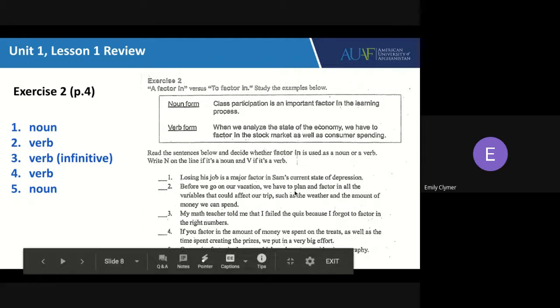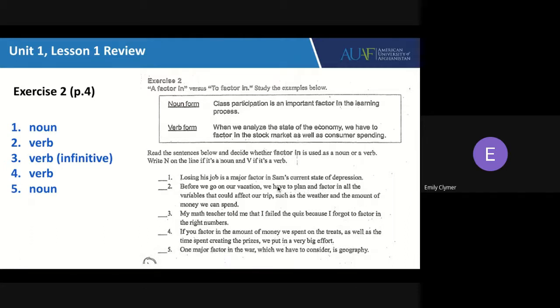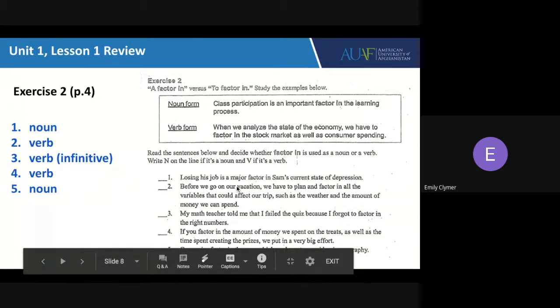Now here, we can see that factor in this sentence is following the helping verb, which is have to. Have to is a modal, so it is essentially a verb, but it's a verb that can be followed by an infinitive. So here we have to plan and have to factor. So this would be an infinitive. If you answered for number 2 that it is a verb, you were correct.